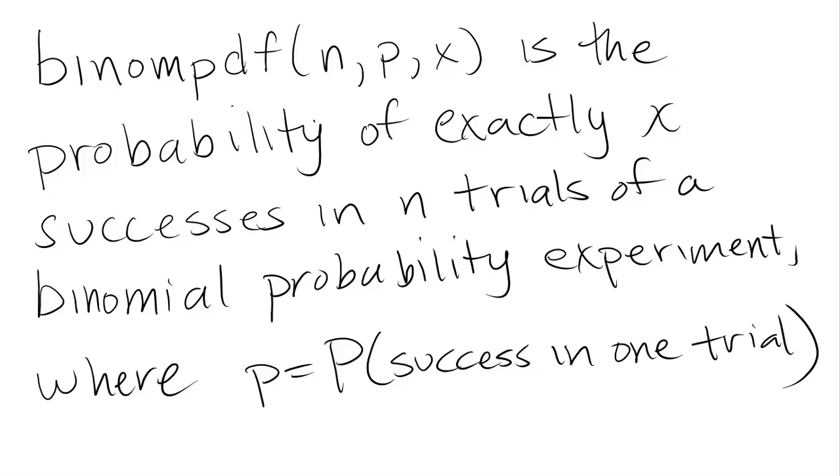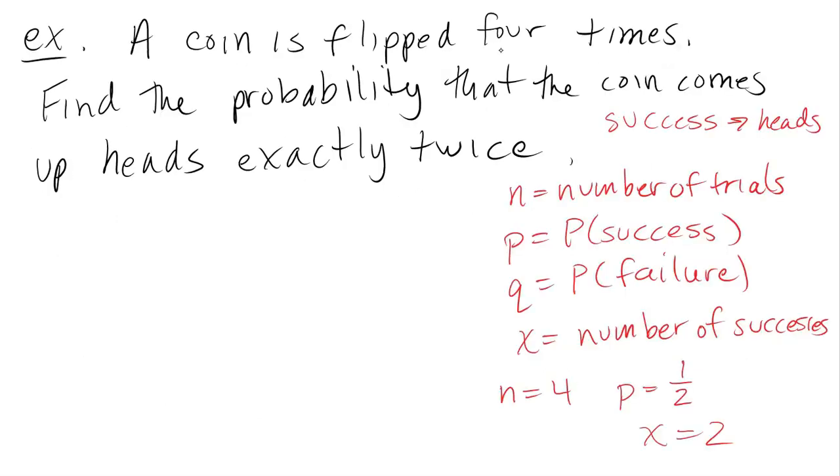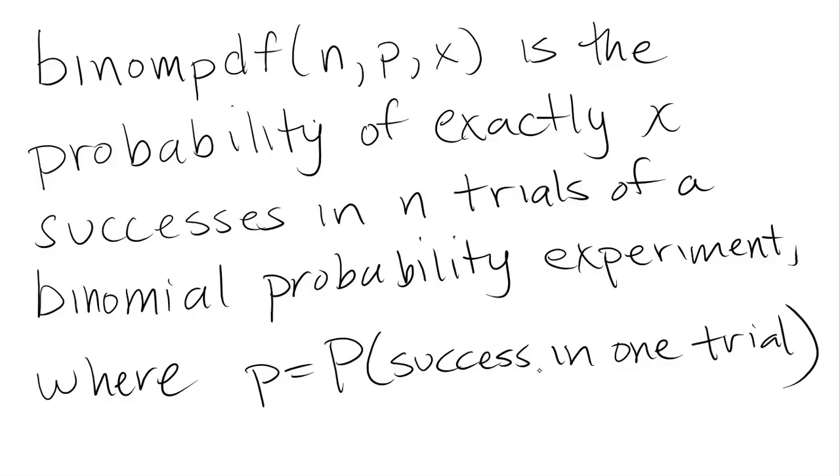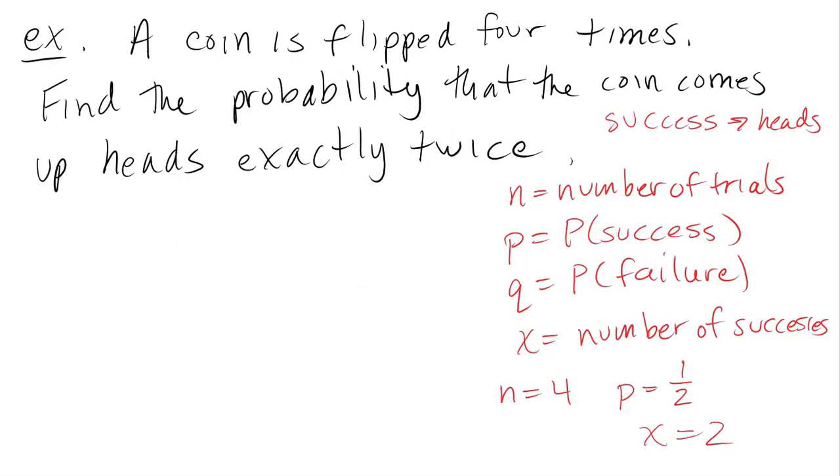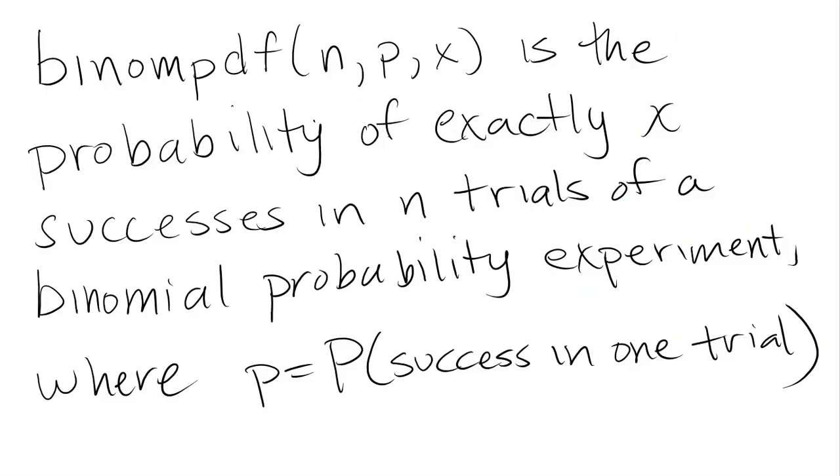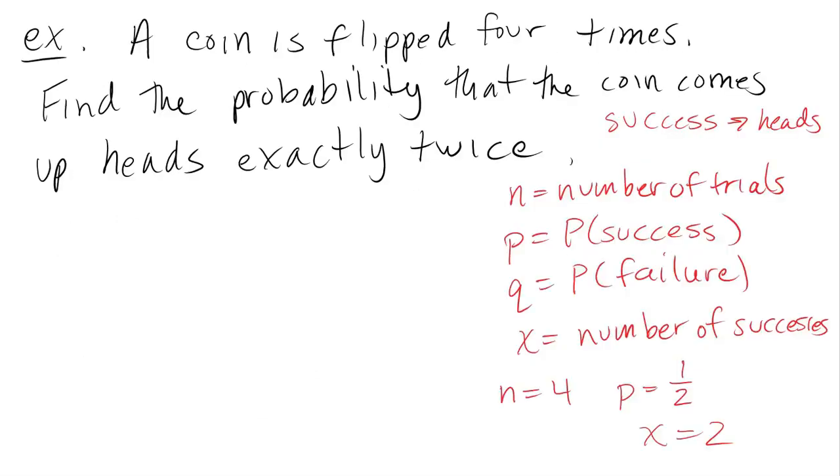N is the number of trials, and we have it listed down here, it's 4, but that comes from the fact that we're flipping the coin 4 times. P is the probability of success in any one trial, and we determined that was 1/2 because when you flip a fair coin, there's a 50% chance that it comes up heads and a 50% chance that it comes up tails, and we had chosen a success to be heads in this problem because that's what we're counting up. And then the last input, x, is the number of successes. We want the coin to come up heads exactly twice, so there are 2 successes in the problem.